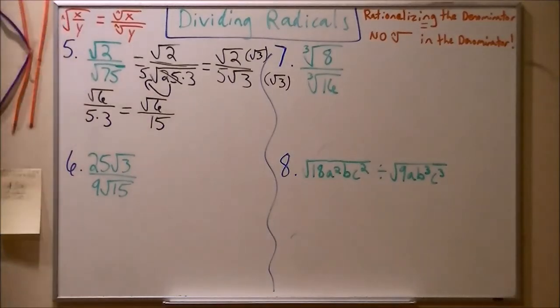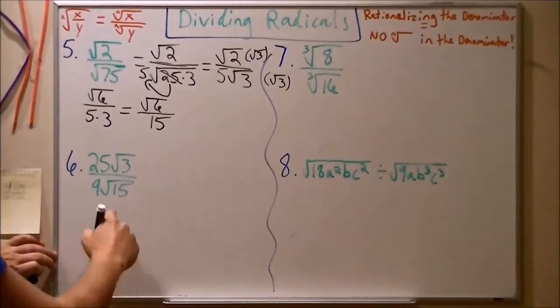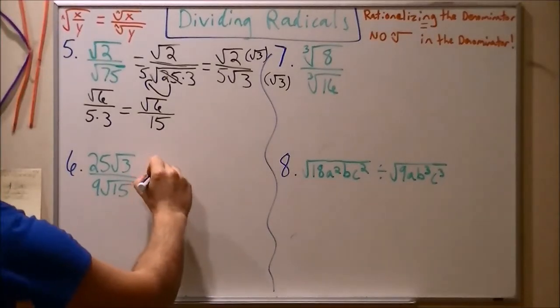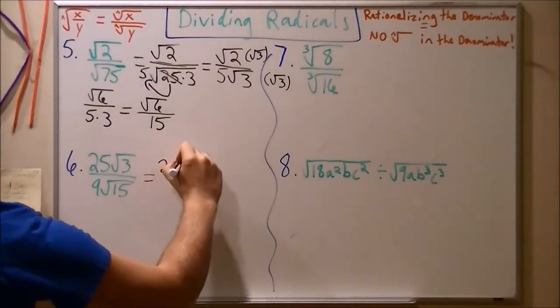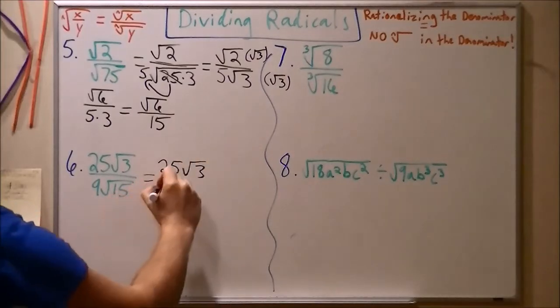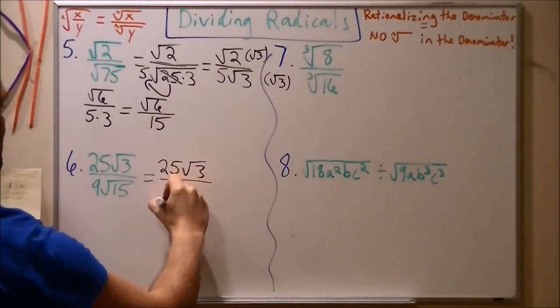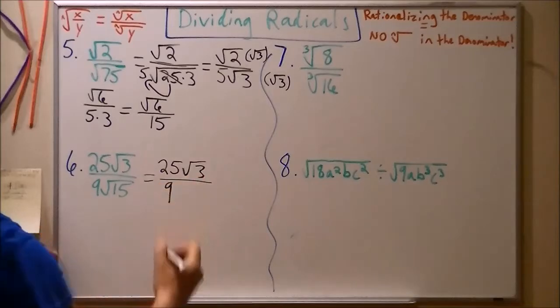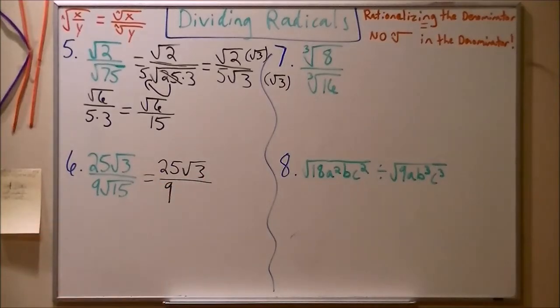Okay, let's try number 6. 25 square root of 3 over 9 times the square root of 15. What I'm going to do here, if you'll see, I'm going to keep everything the way it is, 25 square root 3. But if you'll notice down here, over 9, I can break down that square root of 15 more.